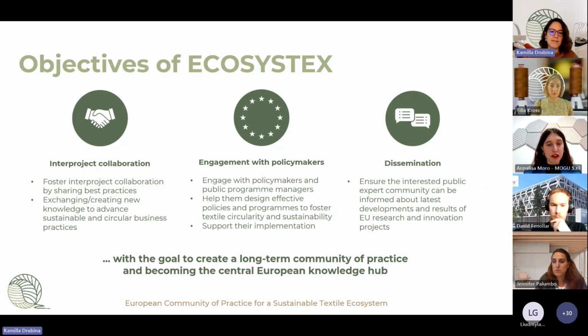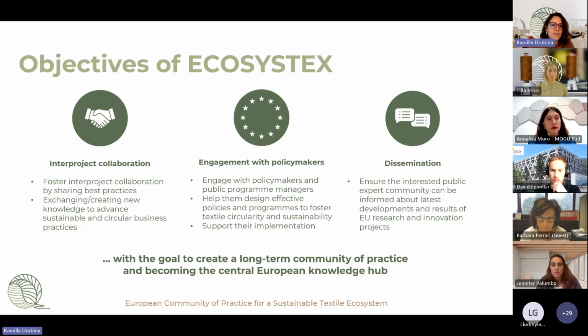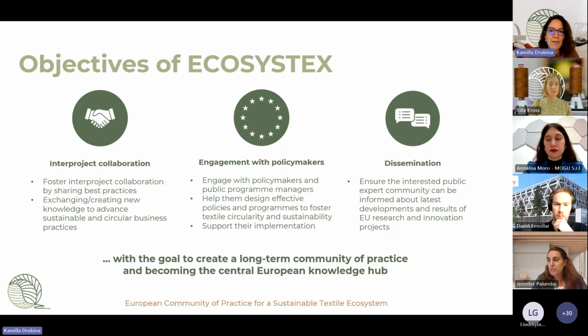The objectives of ECOSYSTEX are threefold. First of all, we aim to enhance inter-project collaboration, to really bring together all the knowledge and the experts from all across Europe, all working on the same or similar topics related to textile circularity. We also aim to enhance engagement with policymakers and support them in their decision-making and policy-making by providing expert input. And finally, we would like to reinforce the effect of all the work that's been done in these projects by organizing dissemination activities, such as today's webinar, where we make sure that the interested public outside of the community can also be informed about what's going on in the technical work of these projects.